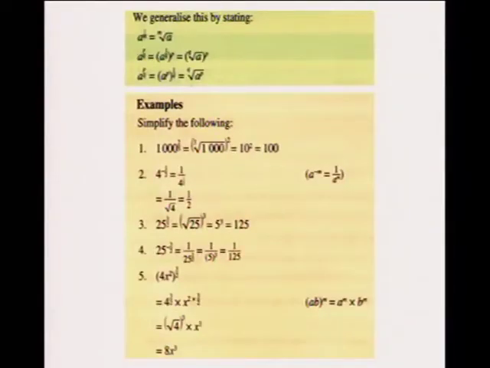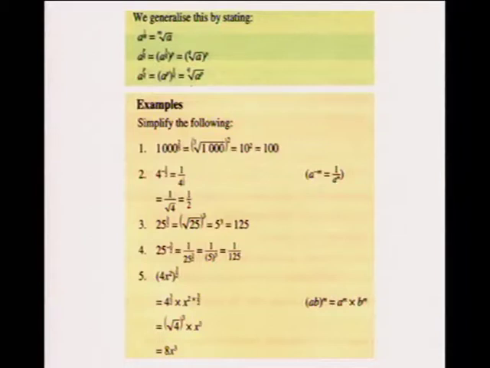So we can generalize this, stating the root of a to the power m, and then you can look at the next one. The examples will be easier. Simplify the following. Number 1, 1000 to the power 2/3 will be the third root of 1000 in brackets to the power 2. You can work it out with your calculator and you will see it's 10 to the power 2.